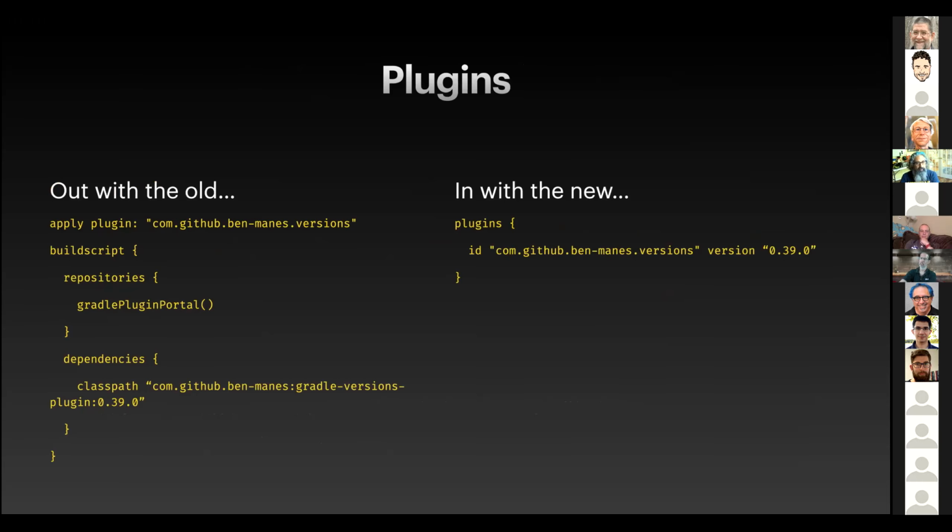Plugins. This is another thing that I see quite often. On the left side, we have the old style of plugin application. So you want to include a plugin, you have to do this apply plugin thing. You write this build script section, put some dependencies in there, and you get your plugin. It's been around for a long time, but you still see lots of examples of the old style. But this new style of plugin block is here. This again, in theory, gives you better performance because the plugin resolution is better and they can cache it more efficiently and things like that.